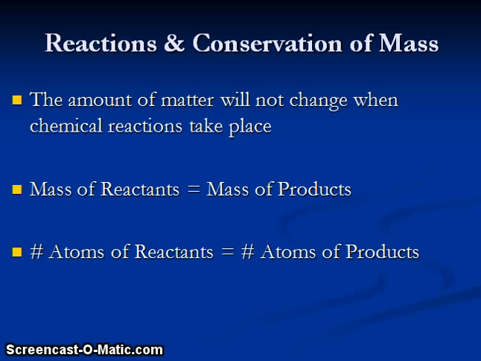It's important to balance reactions in order to follow the law of conservation of mass, or conservation of matter, which basically states that the amount of matter will not change when a chemical reaction is taking place. This means a number of different things. It means that the mass of reactants will need to be equal to the mass of the products which are present after a chemical change process. Or we can also think about this at the particle level, that the number of atoms of reactants before the chemical change process will need to equal the number of atoms of products after the chemical change has occurred.